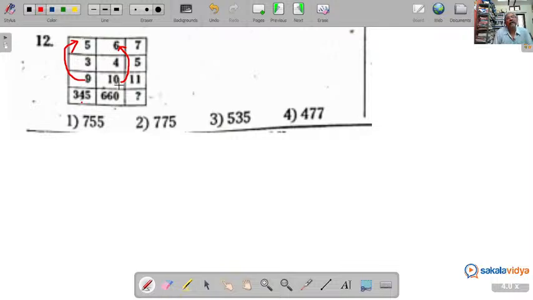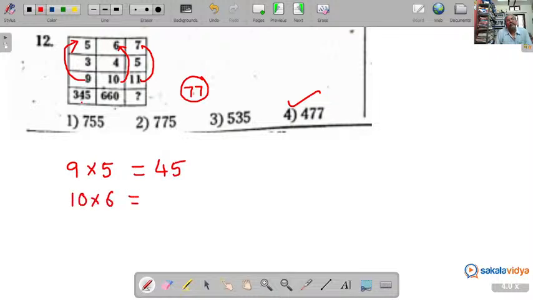In the similar pattern, 10 into 6 is 60. So 7 into 11 is 77. The last two digits are 77. So obviously the fourth option is the right option. So 9 into 5 is equal to 45 in the first column. In the second column, 10 into 6 is equal to 60.